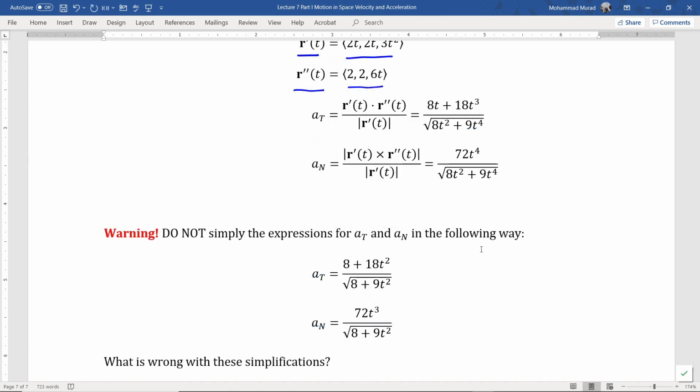Warning: do not simplify the expressions for the tangential component and the normal component in the following way. What's wrong with these simplifications?